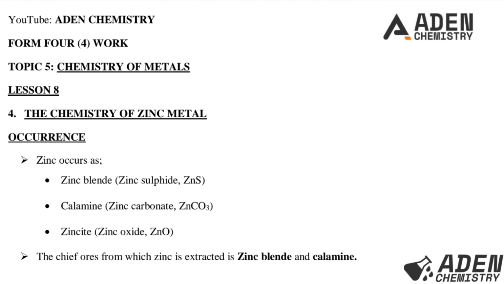To start with the occurrence, zinc occurs as zinc blende, and zinc blende is zinc sulfide. Its chemical formula is ZnS. Zinc also occurs as calamine, and calamine is zinc carbonate, and its chemical formula is ZnCO3. Zinc also occurs as zincite, and zincite is zinc oxide, and its chemical formula is ZnO. And the chief ores from which zinc is extracted are zinc blende and calamine.